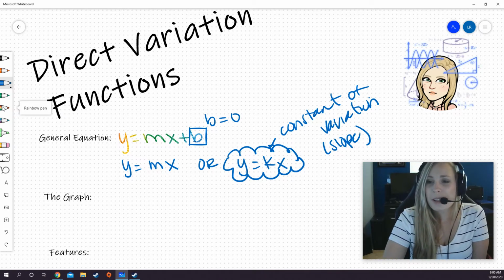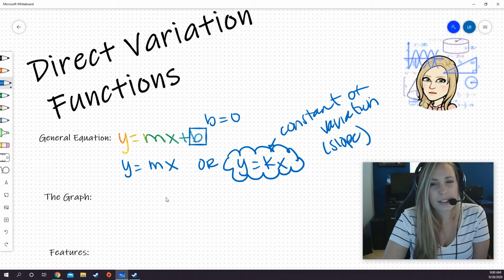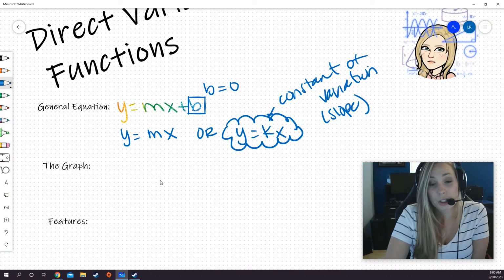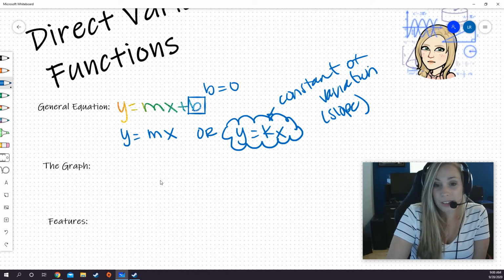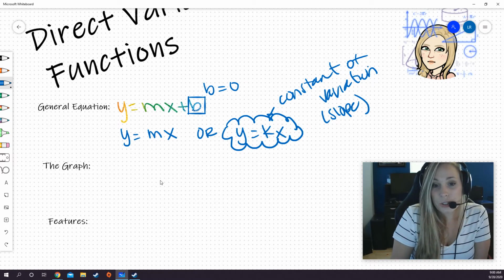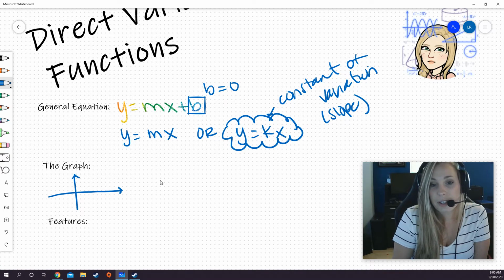So as you might guess then, if this is exactly like a linear equation, it's just a special version of it, you might guess that the graph is a straight line. And if you guess that, you're right, it is a straight line. There is only one thing specific about a direct variation. The direct variation will always go through the origin.